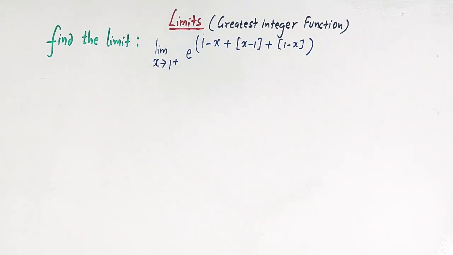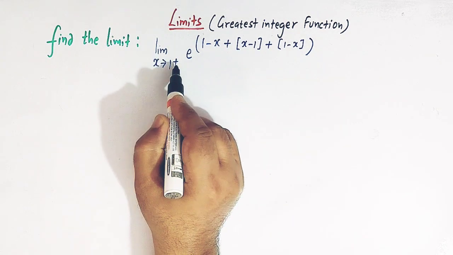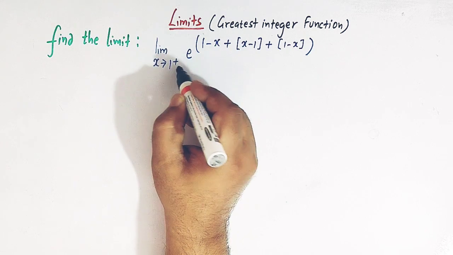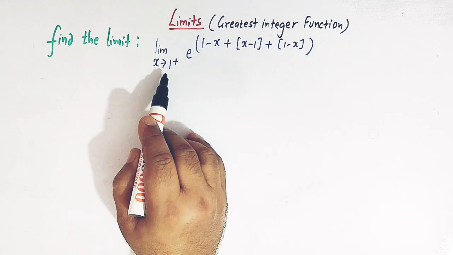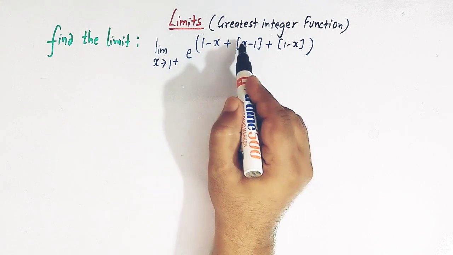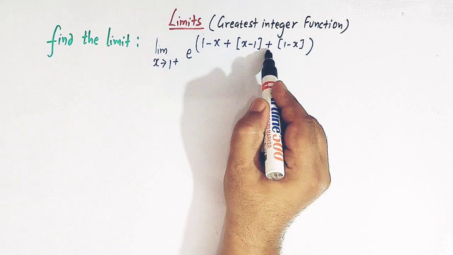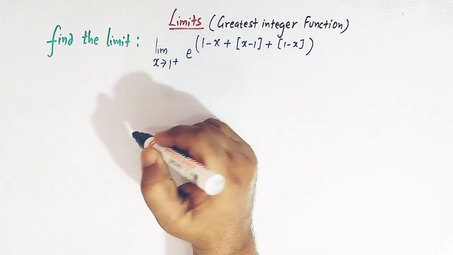Hello viewers, in today's class we are going to discuss yet another important and very conceptual problem from limits, involving the greatest integer function. So here we have to find the value of this limit, that is limit x tends to 1 plus. This positive sign shows that we have to find the right hand limit of this function when x approaches 1. So here the function is e raised to 1 minus x plus greatest integer of x minus 1 plus greatest integer of 1 minus x. So here e is the exponential number.